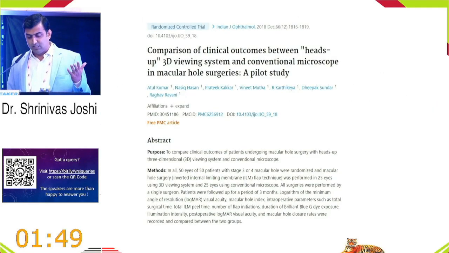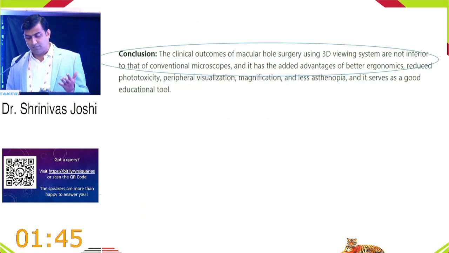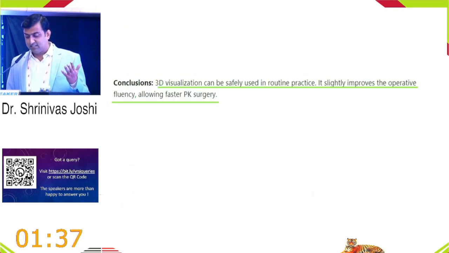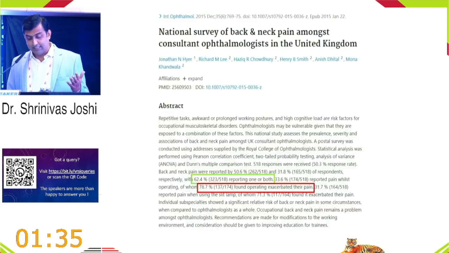And the comparison of 3D viewing versus conventional microscope: I have always said that it has good ergonomics, reduced phototoxicity, better peripheral visualization, and magnification. Comparing heads up, again, under surgery, it says that yes, it improves the operative fluency. The national survey on back and neck pain said that 78.7% of doctors found that while operating, the pain was exacerbated.